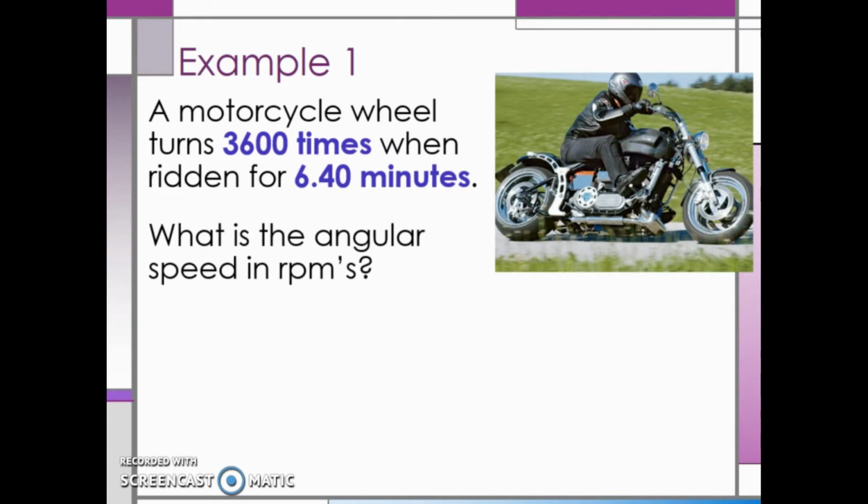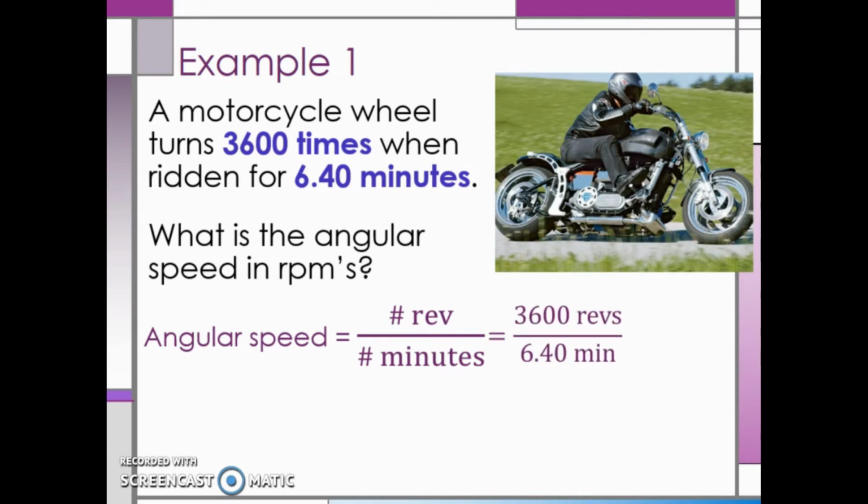We know that the angular speed can be found by taking the number of revolutions divided by the number of minutes. Then we can substitute in 3,600 revolutions and divide that by 6.4 minutes. When we do that, we should end up with an angular speed of 562.5 revolutions per minute.